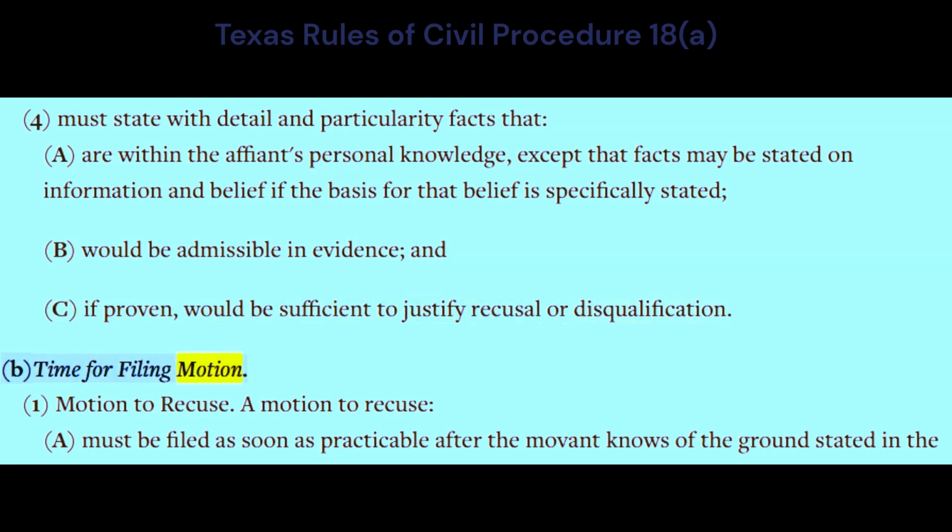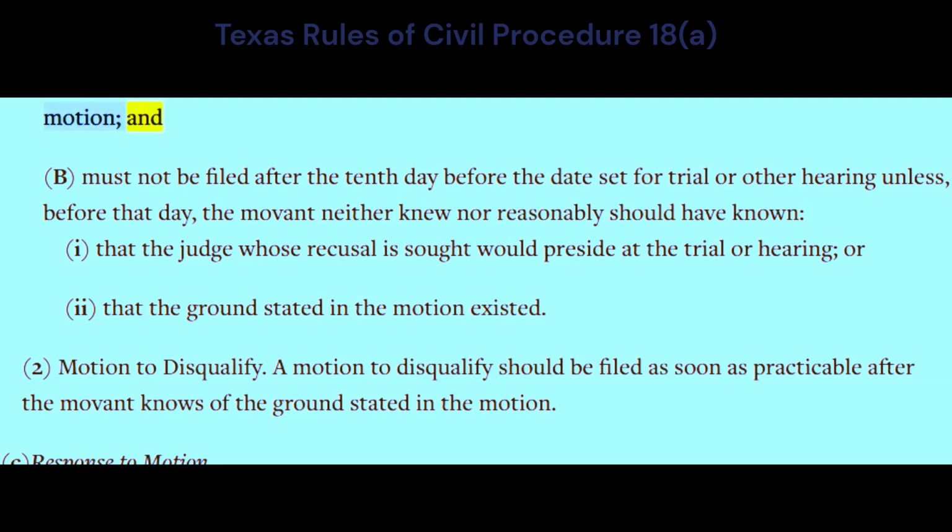B. Time for filing motion. 1. Motion to recuse. A motion to recuse: a. Must be filed as soon as practicable after the movant knows of the grounds stated in the motion, and b. Must not be filed after the 10th day before the date set for trial or other hearing unless, before that day, the movant neither knew nor reasonably should have known: i. That the judge whose recusal is sought would preside at the trial or hearing, or ii. That the grounds stated in the motion existed. 2. Motion to disqualify. A motion to disqualify should be filed as soon as practicable after the movant knows of the ground stated in the motion.